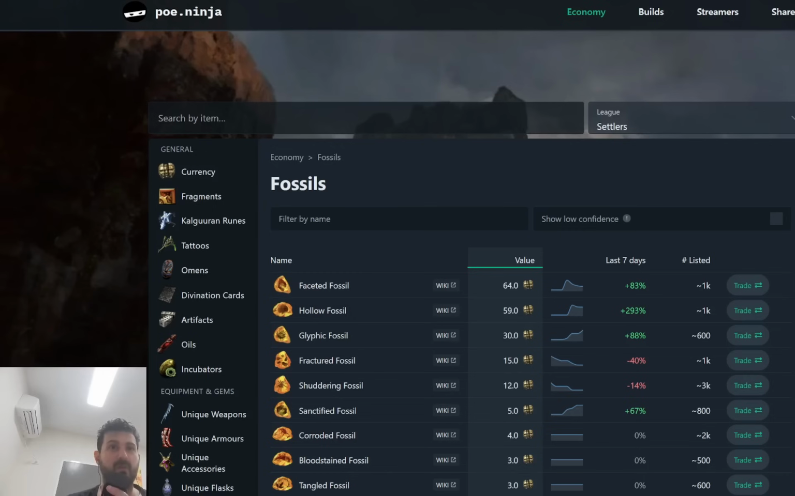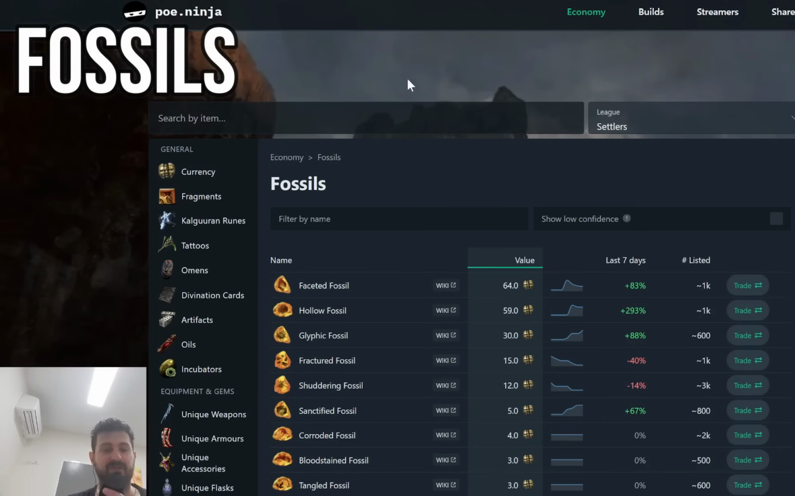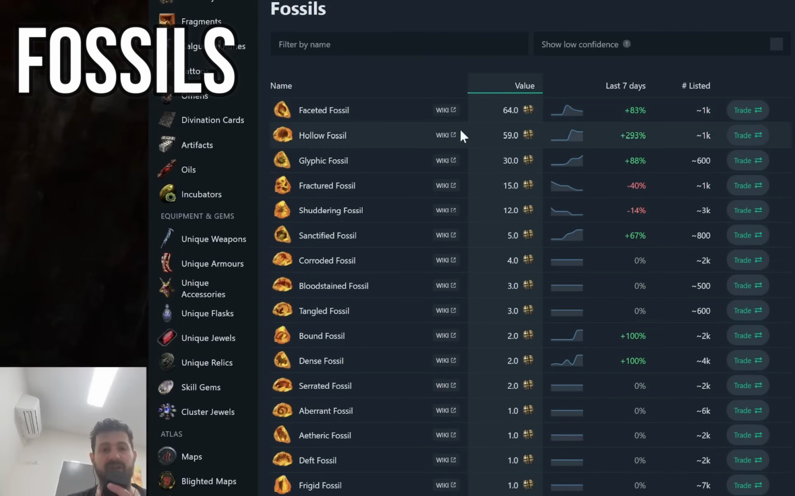So you might be wondering whether or not Delve currently is profitable enough. Well, from looking at the market, looks like it might be. So anyway, let's talk about that and get into the nitty-gritty details. Okay, so first off the ranks here is fossils. So what currently is selling?